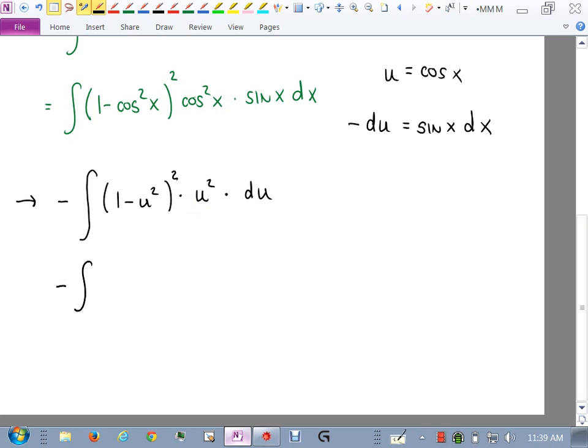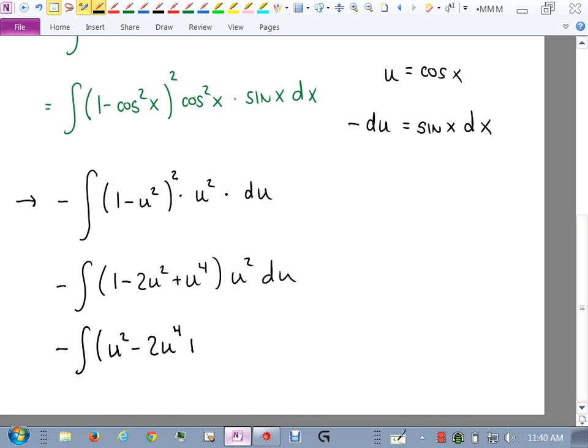So this is negative integral. When I expand that, I get 1 minus 2u squared plus u to the fourth. Then I still have u squared out there, du. If you square this, you get this. And then distribute the u squared through. U squared minus 2u to the fourth plus u to the 6, adding exponents. We have 3 terms.